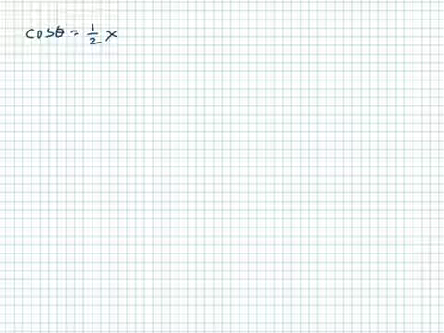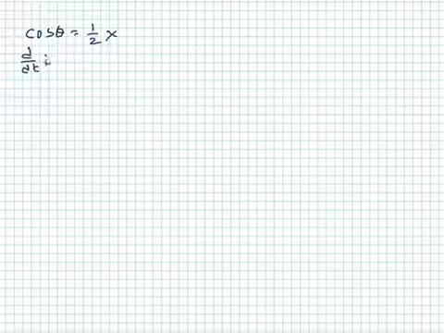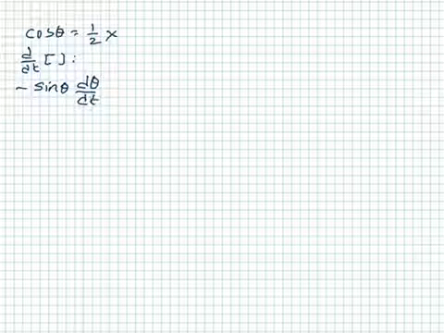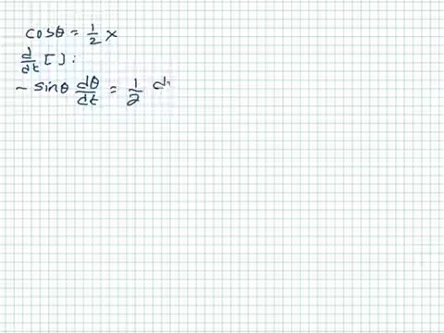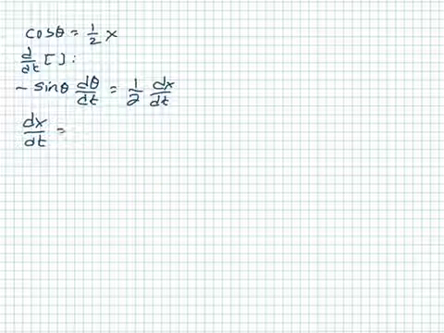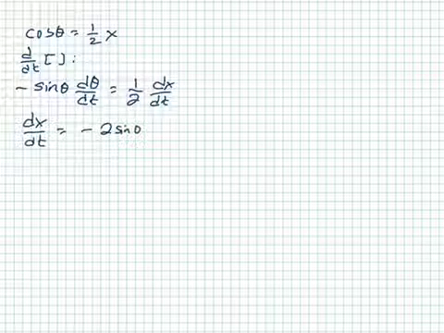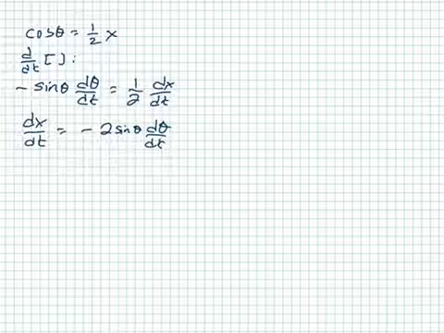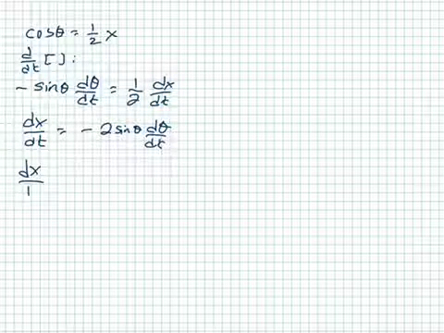Okay, so I'm going to rewrite what I have. Cosine of theta is equal to 1/2 x. Now I'm going to differentiate both sides with respect to time. If I do that, I get minus sine of theta, d theta/dt, is equal to 1/2 dx/dt. And here I'm trying to solve for dx/dt. So dx/dt, if I multiply both sides by 2, is equal to minus 2 sine of theta times d theta/dt.